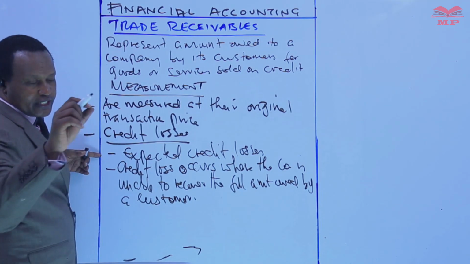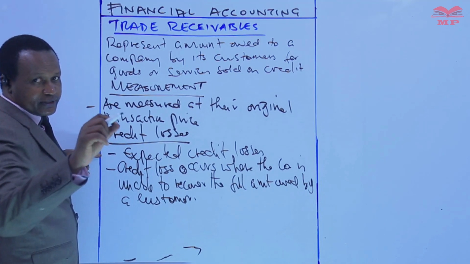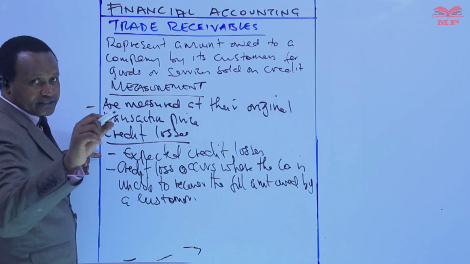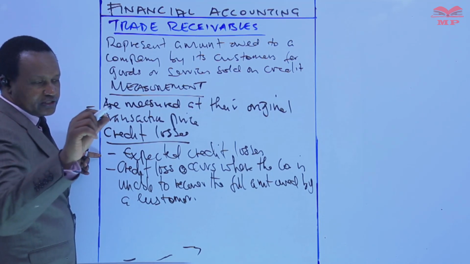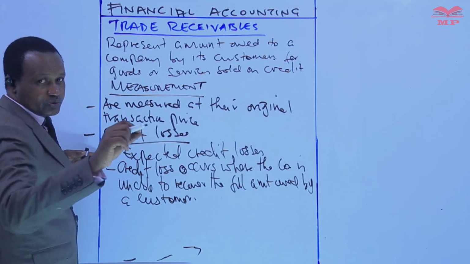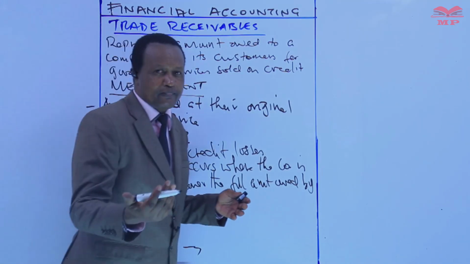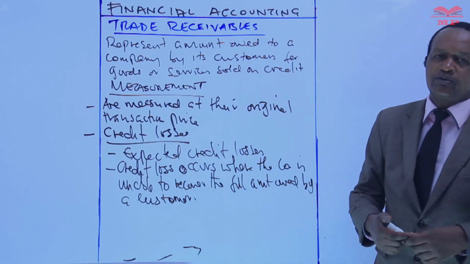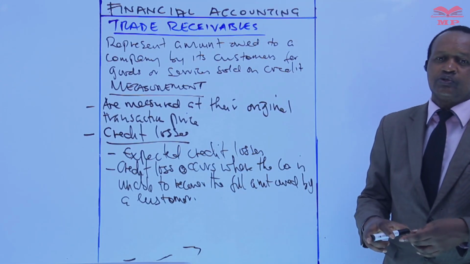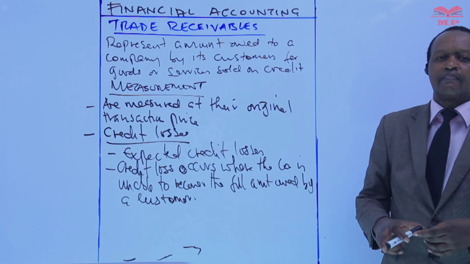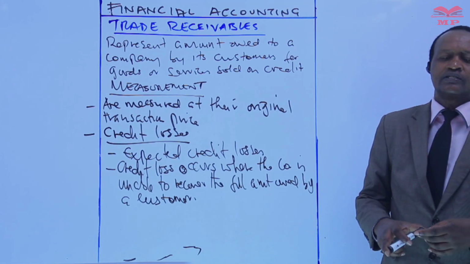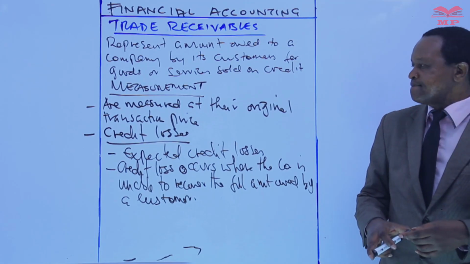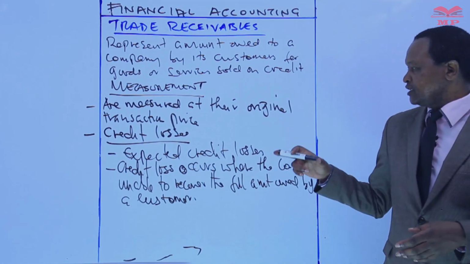So IFRS number 9 mandates the use of the expected credit loss model to estimate potential credit losses. And the model involves assessing the probability of default and the potential loss given to the defaulters. Expected credit loss model.